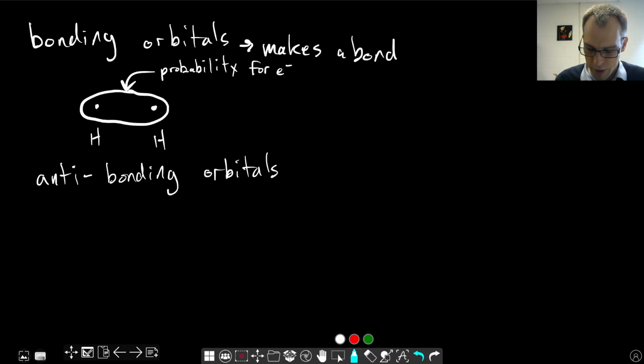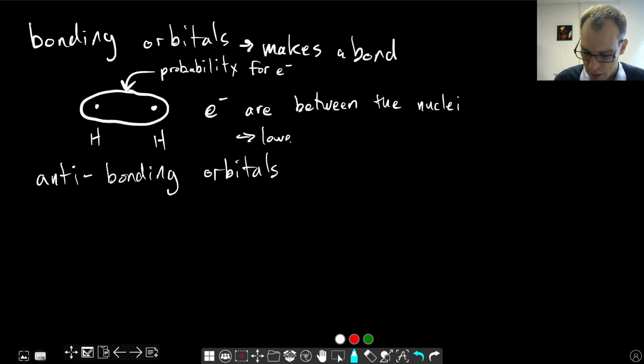So bonding orbitals, electrons are located between the nuclei and hold the molecule together. These are lower energy, which is what makes the molecule stable.